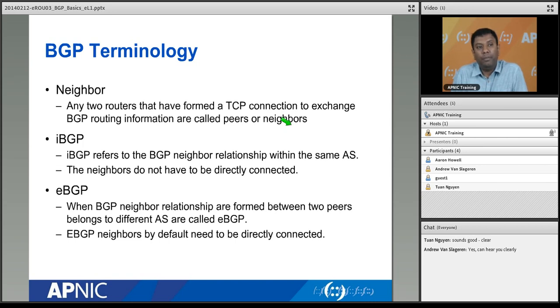eBGP, what is eBGP? Okay, iBGP, as I said, is when BGP is running within the same AS. So for example, when you are adding neighbors and the neighboring routers belong to the same AS, we normally call it an iBGP peer. And when iBGP peers exchange routes, the way they exchange routes will be a little bit different than when they exchange routes with an eBGP peer.